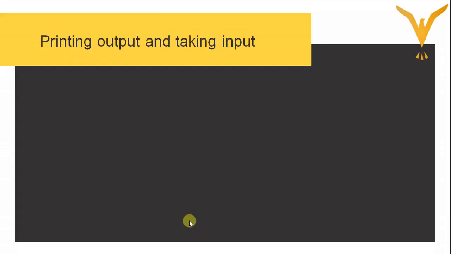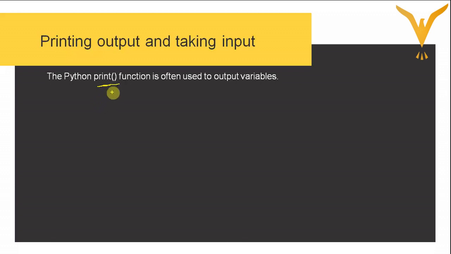Now let's understand how to print something on a screen and how to take something from a user. Okay, so very first we are going to see how to print something on a screen. That means how to print an output on a screen. So in order to print something on a screen, you have one function called the print function. Okay, so this print function is used to print something on a screen.